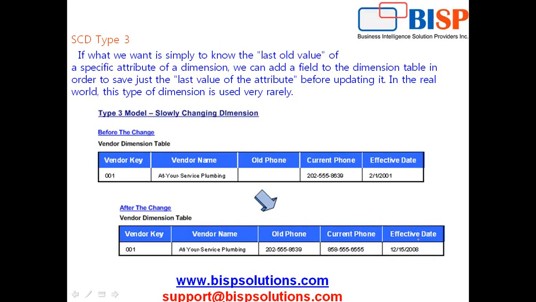Slowly changing dimension type 3. We want to maintain the old value in an additional column, right? For example, here the phone number got modified. So I add an additional column, and we maintain the old phone number over here, current phone number and old phone number. You also need to consider what degree of detail you want to maintain. So I'm maintaining only one level of old phone number. If my phone number is modified 5 times, then we override them, whereas with type 2 we add a new row and keep on adding.